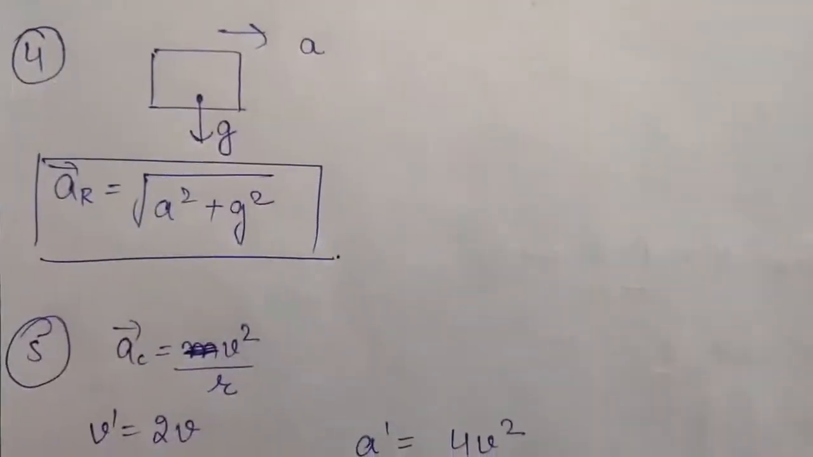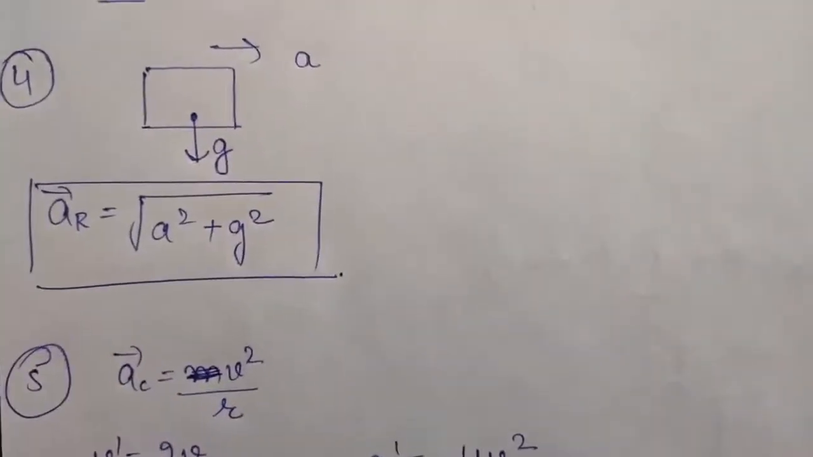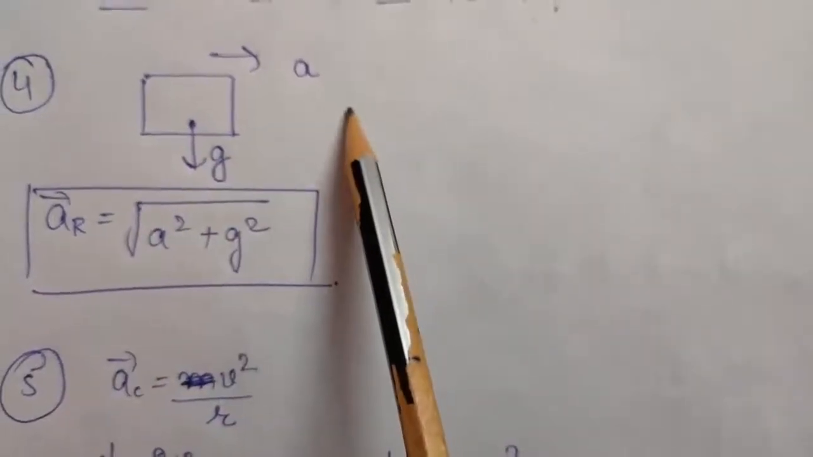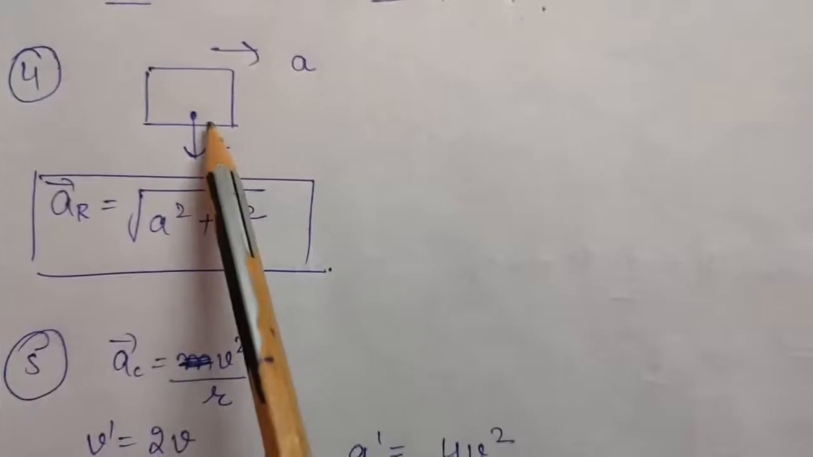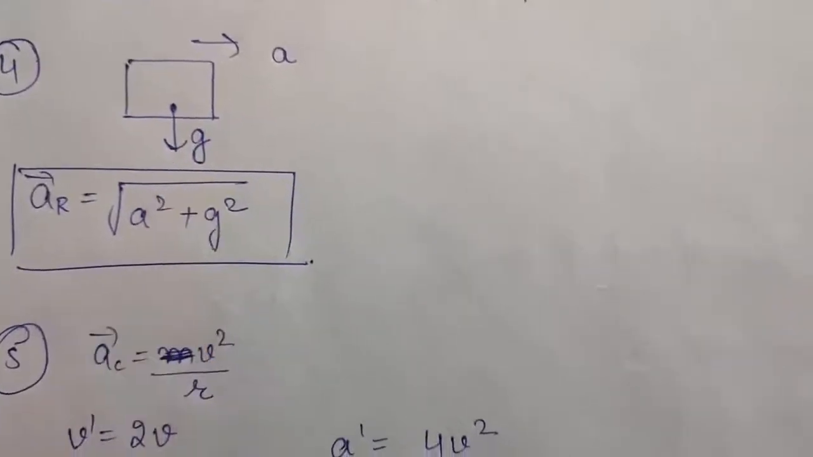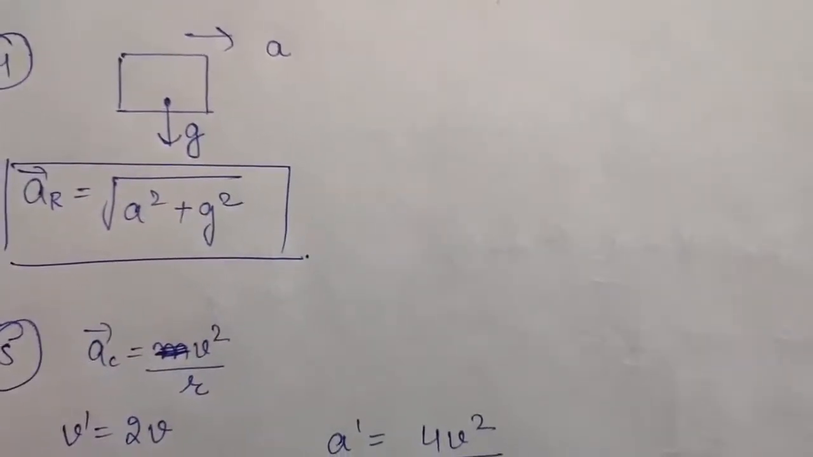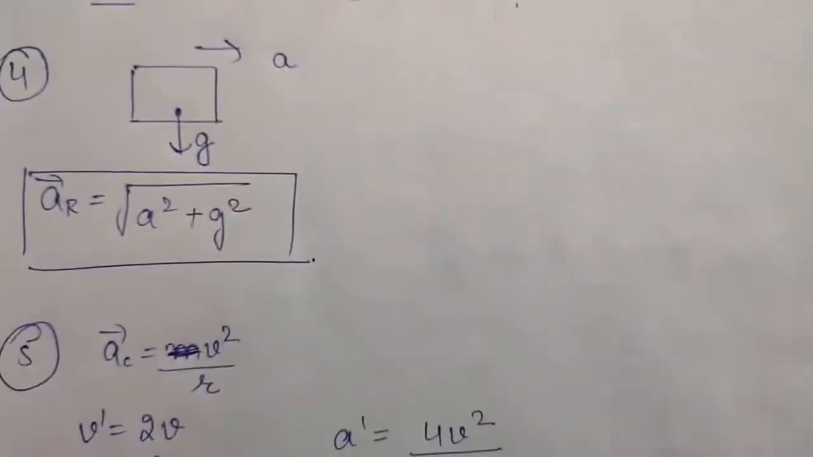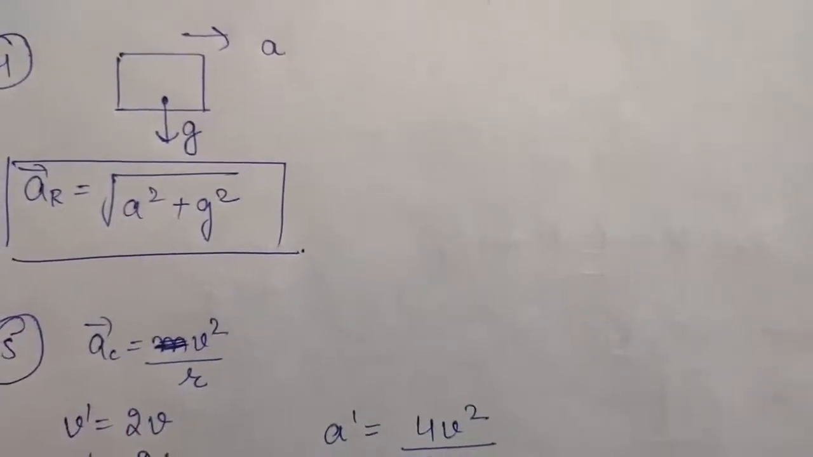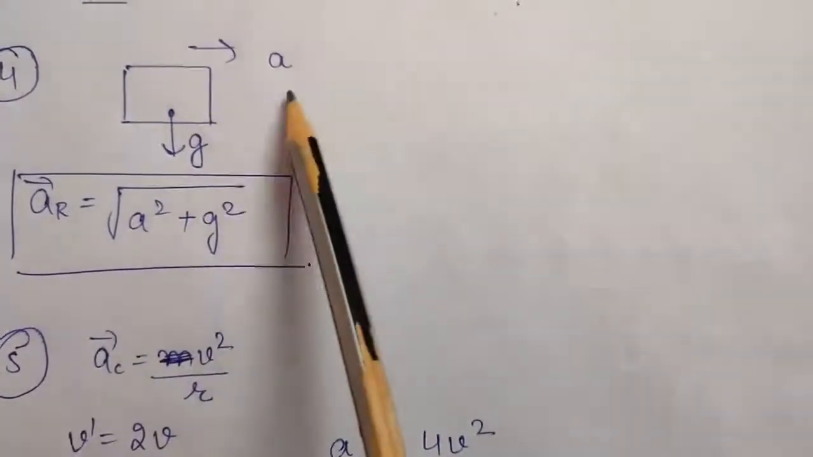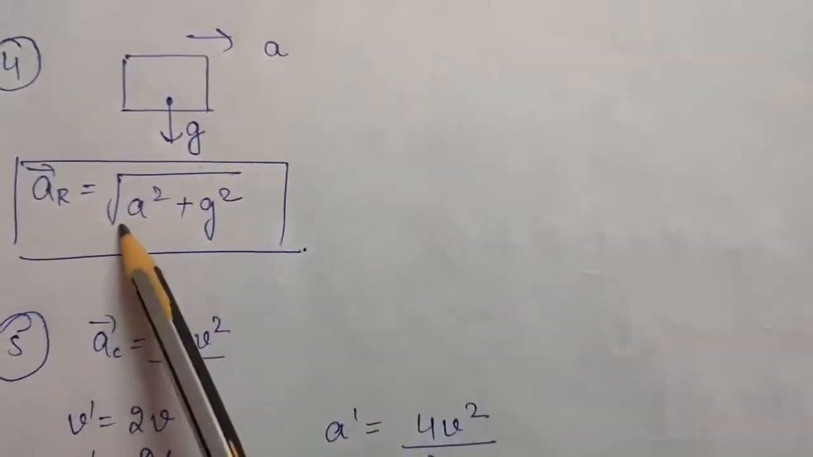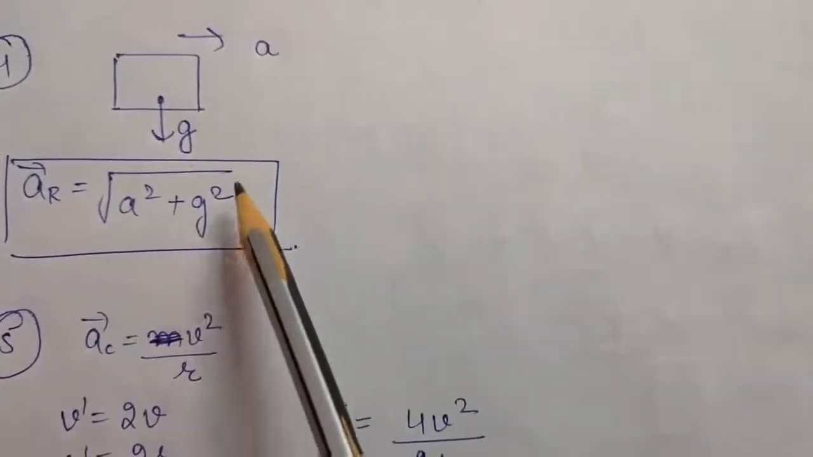Okay. In fourth question, it is given that there is a railway carriage which is moving with the acceleration a in forward direction. A passenger drops a stone. Then it is asked what is the acceleration of that stone with respect to carriage. So as you can see, there are two accelerations, a and g, in x and y axis respectively. So the resultant acceleration of the stone will be resultant of these accelerations, that is under root of a square plus g square.